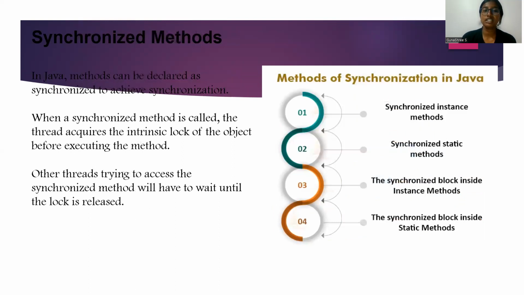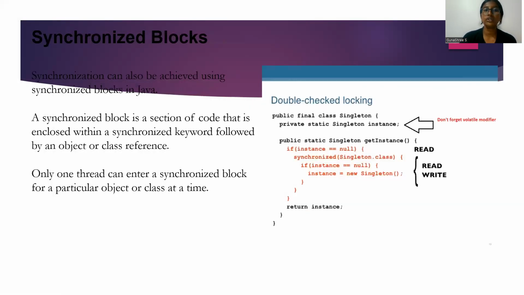What are synchronized methods? In Java, methods can be declared as synchronized to achieve synchronization. When a synchronized method is called, the thread acquires the intrinsic lock of the object before executing the method. Other threads trying to access the synchronized method will have to wait until the lock is released. Synchronization can also happen in particular blocks, which are referred to as synchronized blocks.